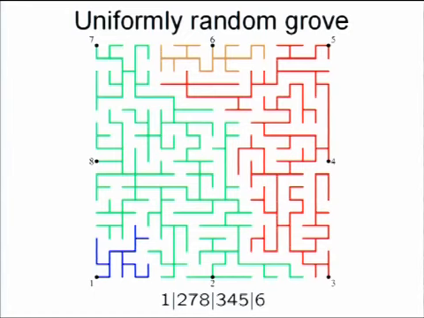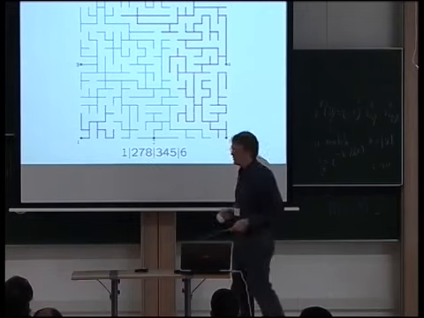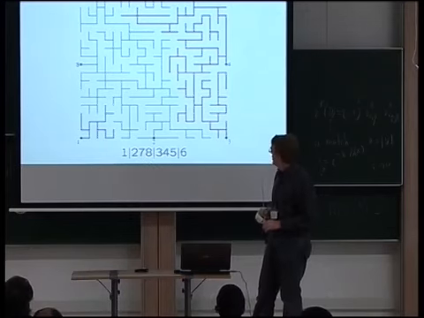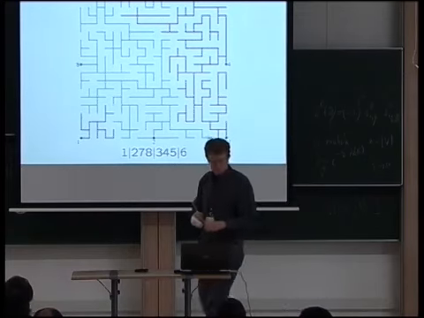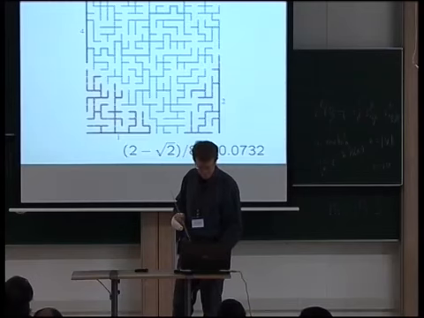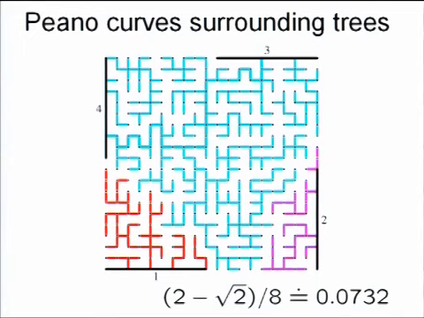So this is a uniformly random grove. This one has 4 trees. 1 is by itself, 2, 7, and 8 are together. 3, 4, and 5 are together, and 6 is by itself. Okay, so this is a circular planar graph with 4 nodes, and the probability of seeing this particular connection topology is given by this quantity in the scaling limit.